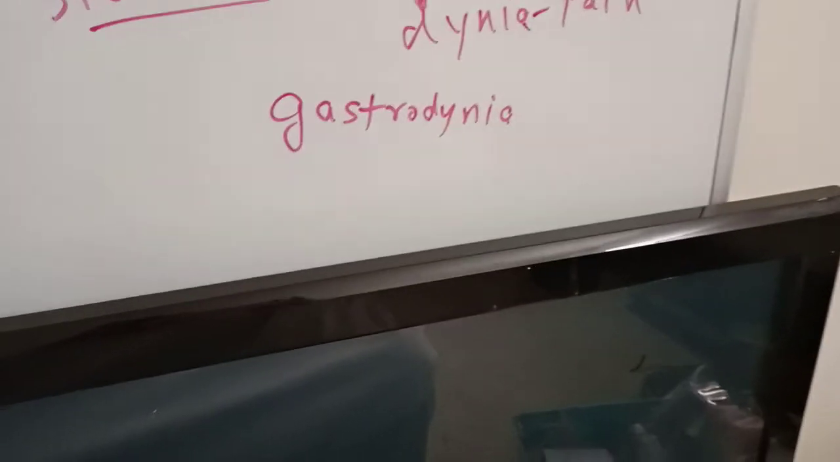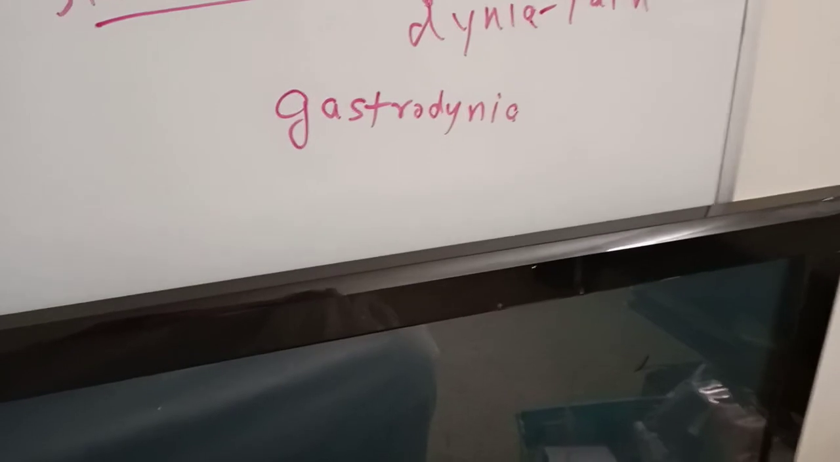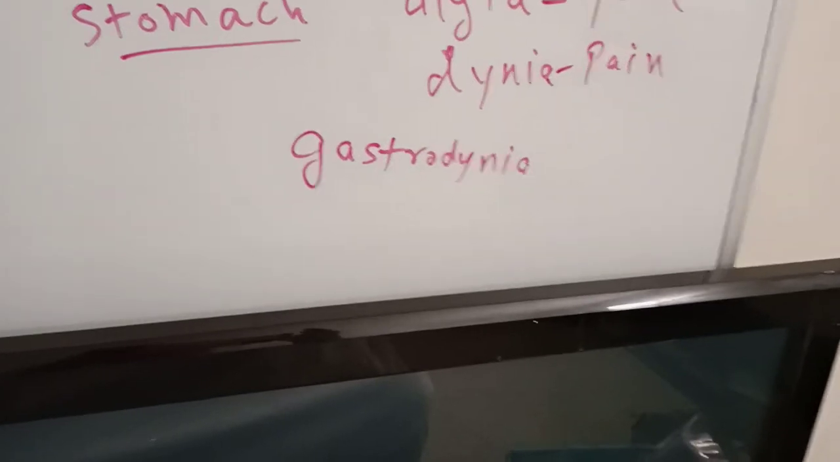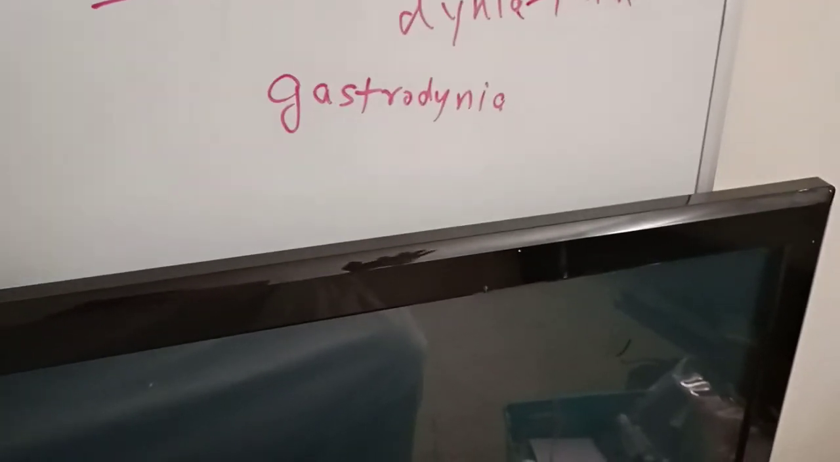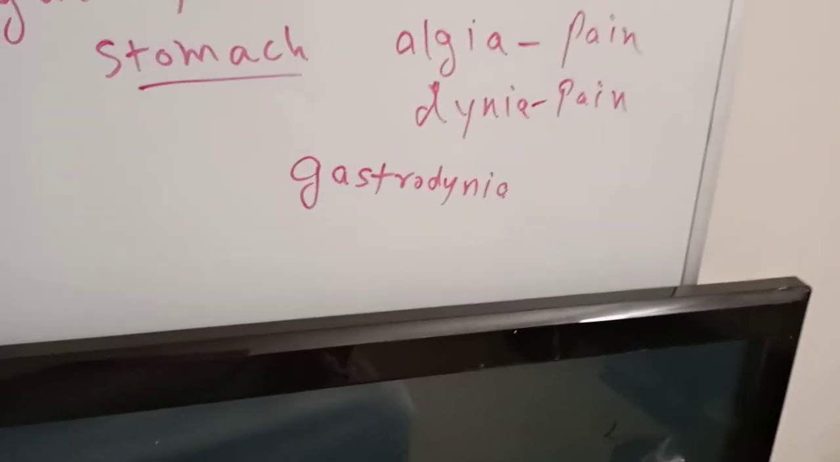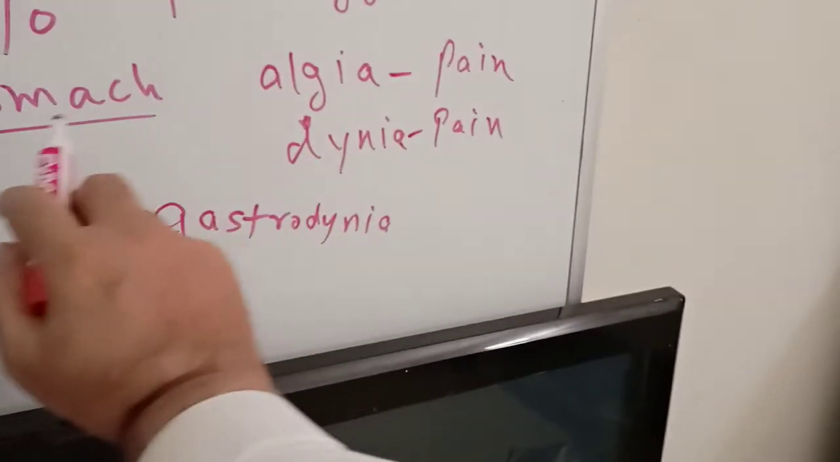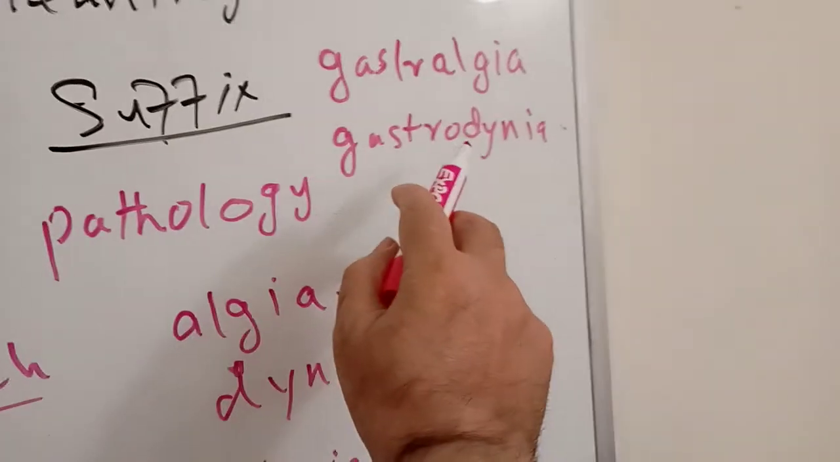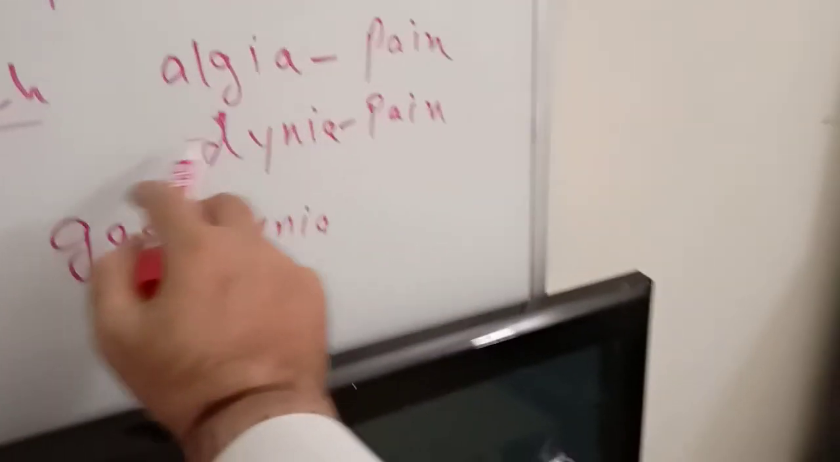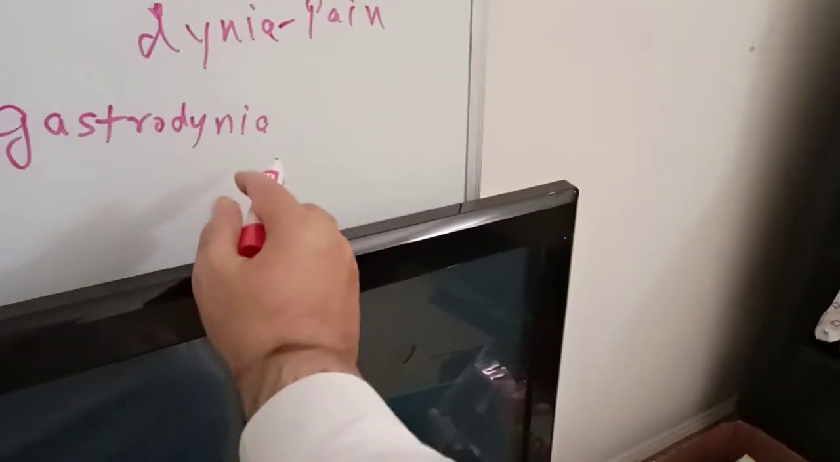There is no special meaning of applying a vowel in any term. The only purpose of applying vowels is to make the pronunciation smooth. If I say gastrdynia, it is not smooth. When I say gastrodynia, it is a smooth pronunciation. That's why I applied it over here. So the two suffixes are algia, pain, gastralgia, and the other is gastrodynia. Both have the same meaning, pain.